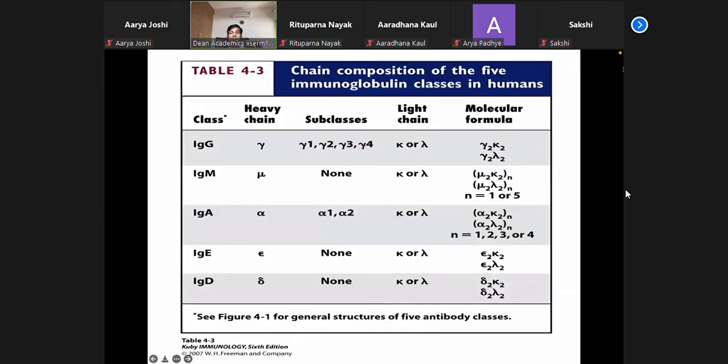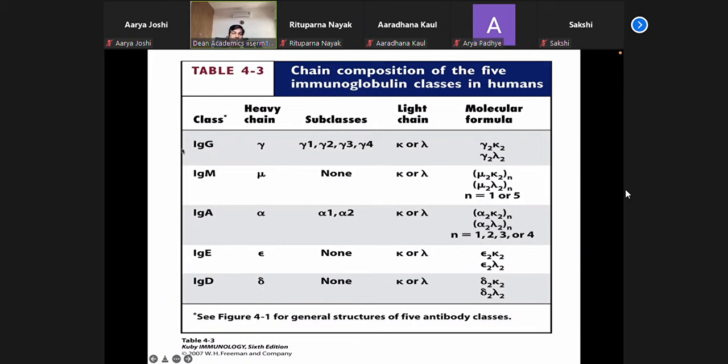Okay, more characterization. I understand this is a lot of information, and there is no better way of learning it but to actually cram it up. Okay, so you just have to remember. These are different classes. How do you divide them into different classes? Based on the heavy chain that you have: in IgG, gamma; M, mu; A, alpha; E, epsilon; D, delta.